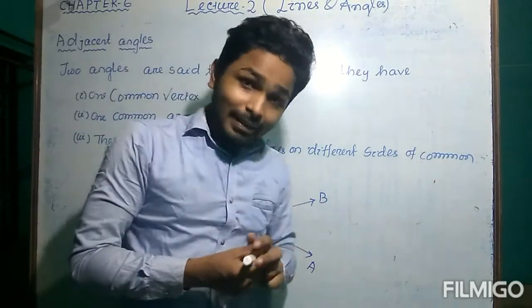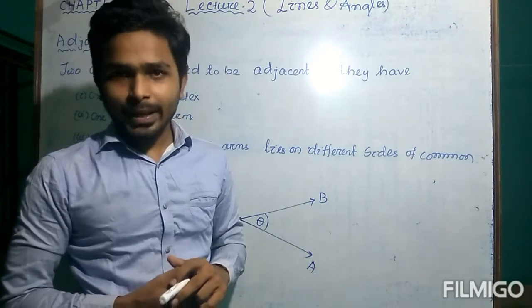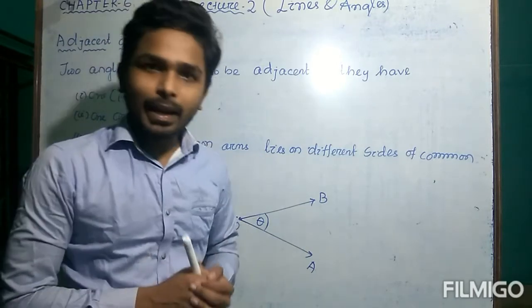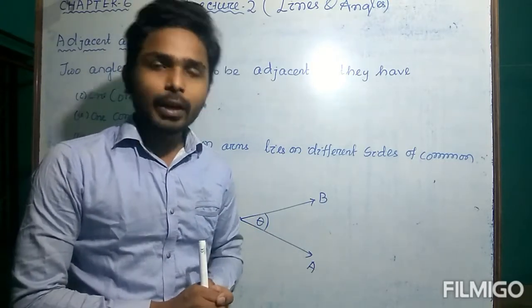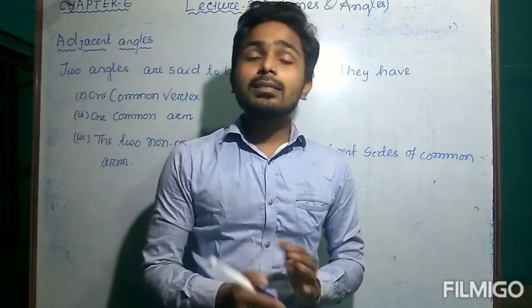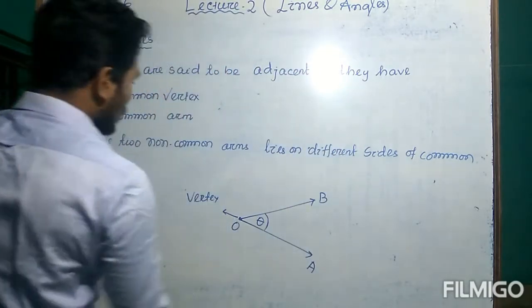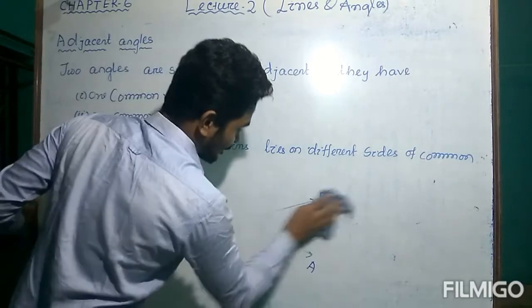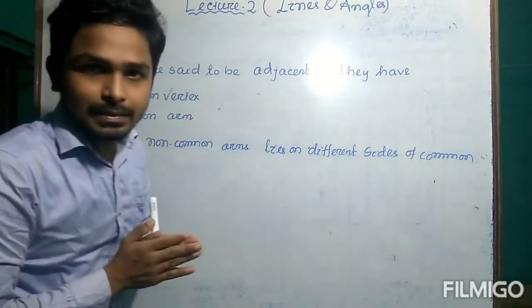Understood? So in this lecture we will discuss some other types of angles, like adjacent angles, linear pair angles, supplementary angles, complementary angles, as well as vertical opposite angles. So let us start with the adjacent angles. Let us first define what adjacent means.